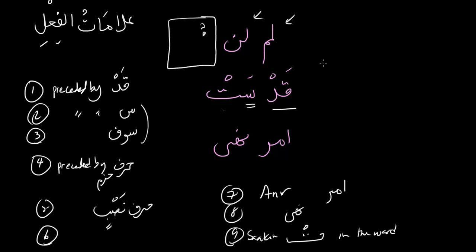Easy peasy lemony squeezy. There's 9 ways of recognizing a word to be a verb. It has qad in the beginning. It's preceded by seen or sofa. It's preceded by harf jazm, or it's preceded by harf nasb. These are examples of harf jazm and harf nasb. It's a fi'l amr, it's a nahi, and it has a sakin ta. What's the mystery word? It has a hidden damir.